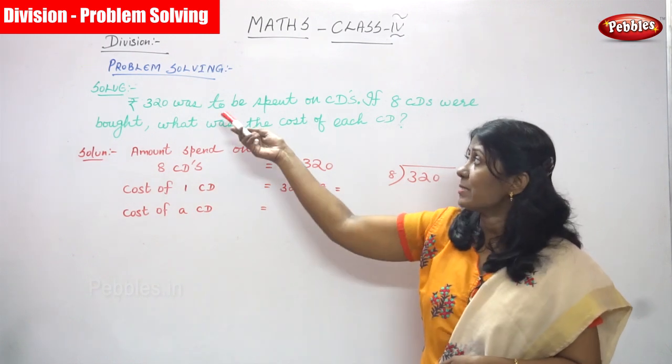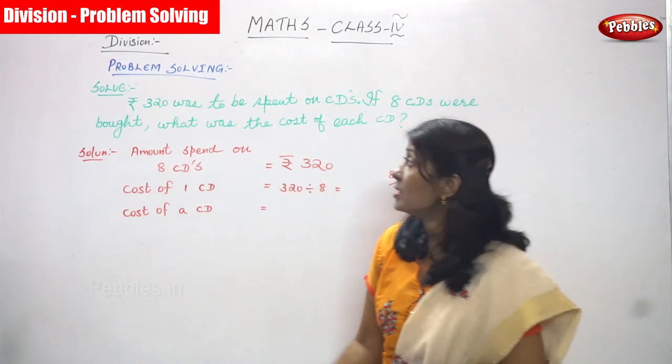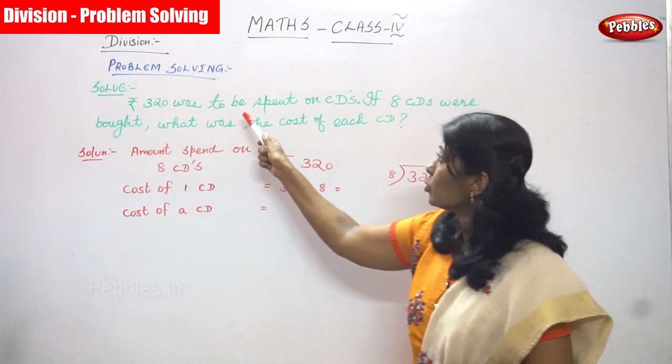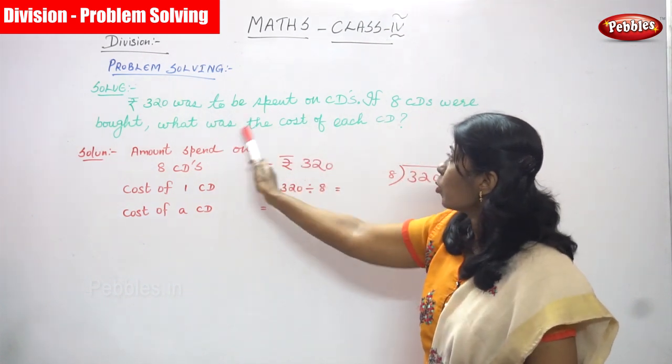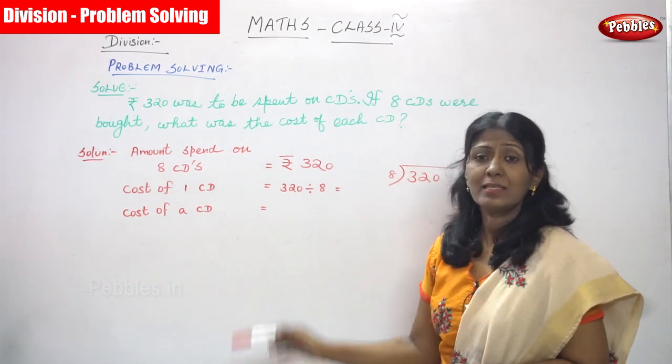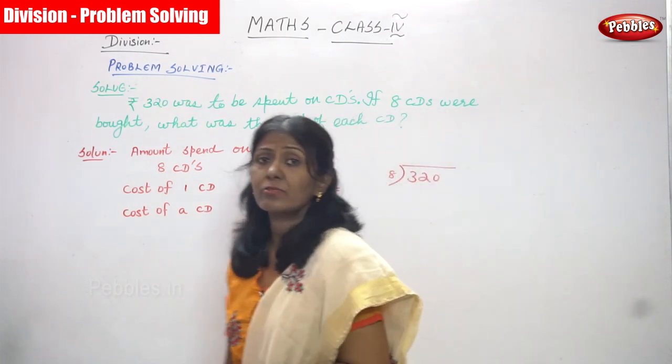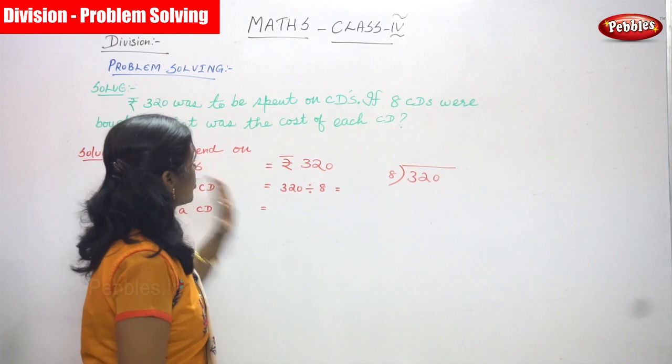Now we are going to see problem solving. It's a division. Solve. Rupees 320 was to be spent on CDs. If 8 CDs were bought, what was the cost of each CD? This is the question. Look at the question. What did they ask in the question?